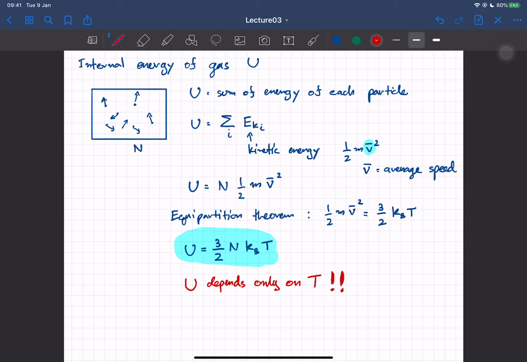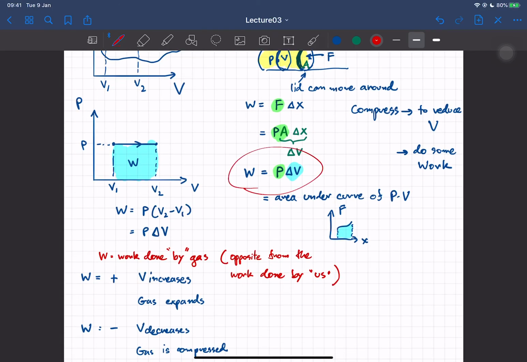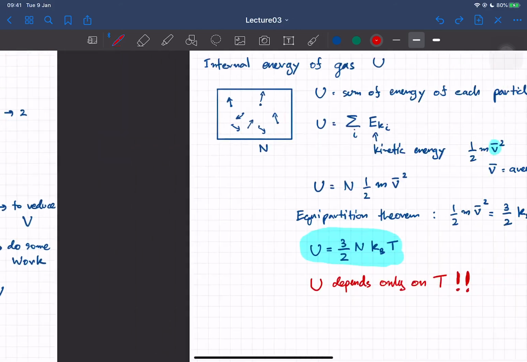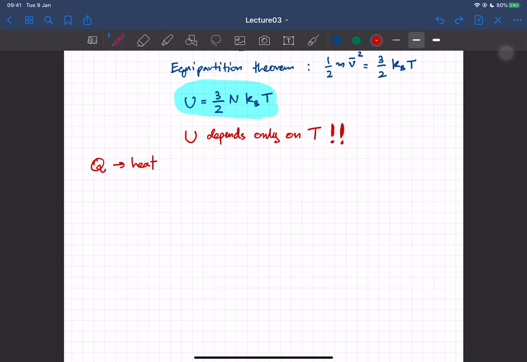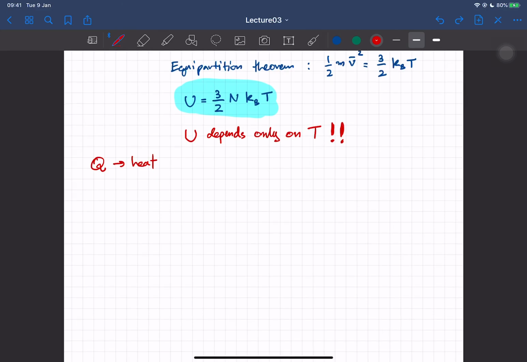Now we have two things that we talked about already: U, the internal energy, and, if we go back here, work, which is P delta V. The last thing we're going to put into all of this is Q, which is again the same old Q, heat. But now that we have introduced the variable U, the internal energy, we can think about how Q is related to all of these. Consider how you can increase the internal energy of a gas.